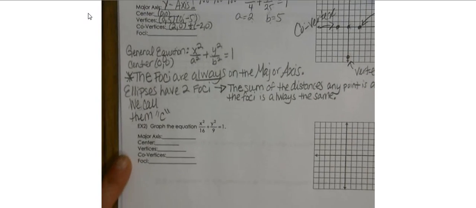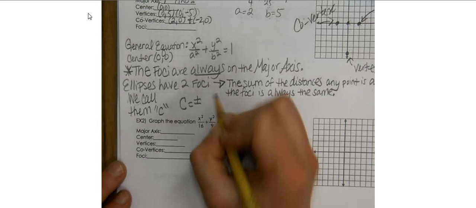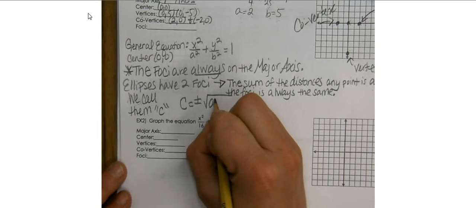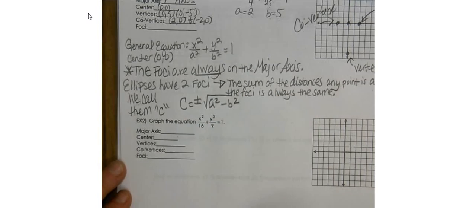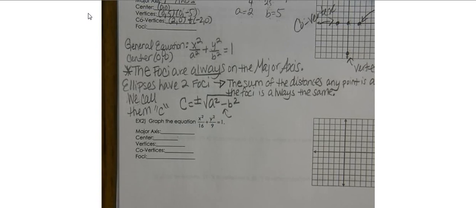All right. And the formula for foci is this. It's going to be that C is equal to plus or minus the square root of A squared minus B squared. Now, please note that the A and B doesn't matter. You might have, so I'm just assigning letters. It doesn't mean that A is always below X squared and B is always below Y squared.